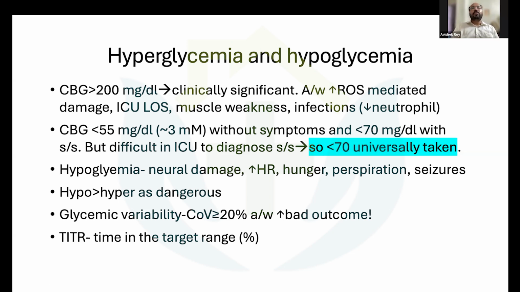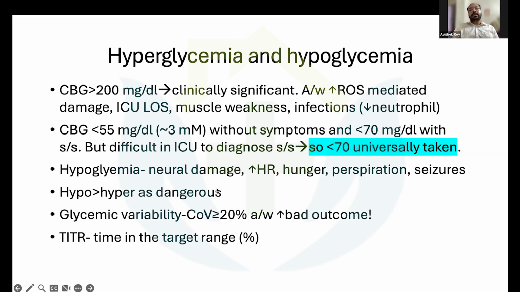Why is hypoglycemia dangerous? Because it can cause neural damage. It increases the heart rate. It causes sympathetic stimulation, causing increased perspiration and increased blood pressure, and in the prolonged stage, it can cause seizures. When seizures occur, it mostly indicates some form of neural damage, which we call neuroglycopenic manifestations. So in an ICU patient, hypoglycemia is generally more damaging than hyperglycemia because of the neurological manifestations.